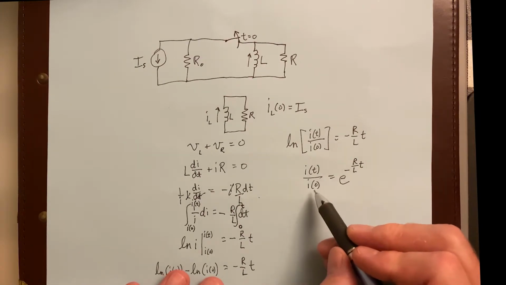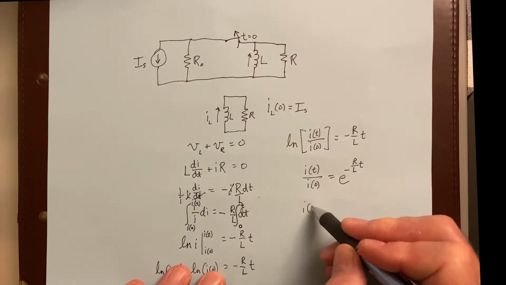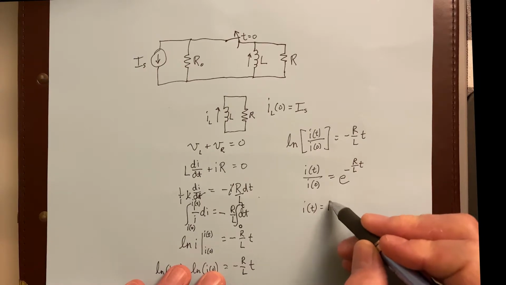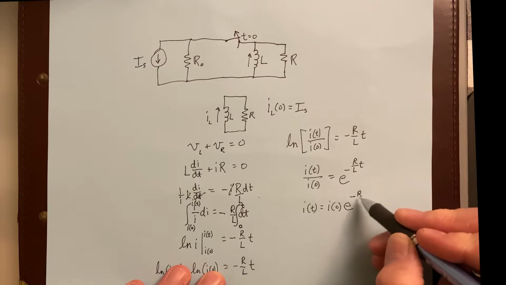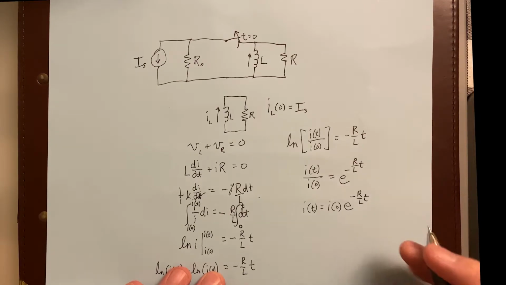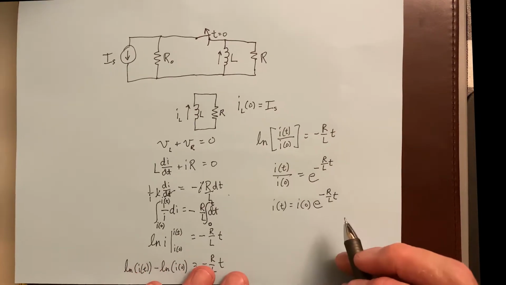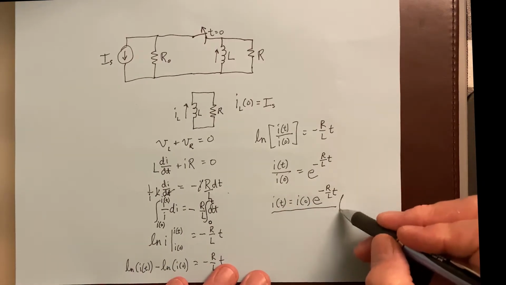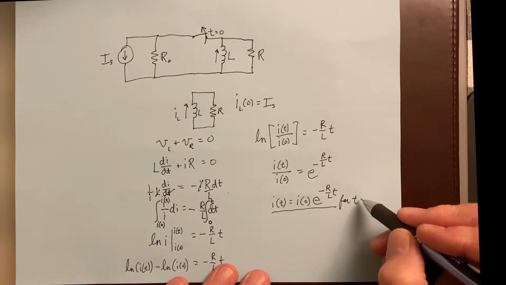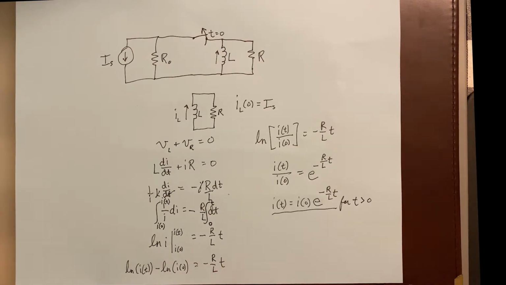Okay, multiply through by I of 0, and we end up with I of t equals I of 0 times e to the negative r over L times t. And that is what the current is going to look like for t greater than 0. Okay?